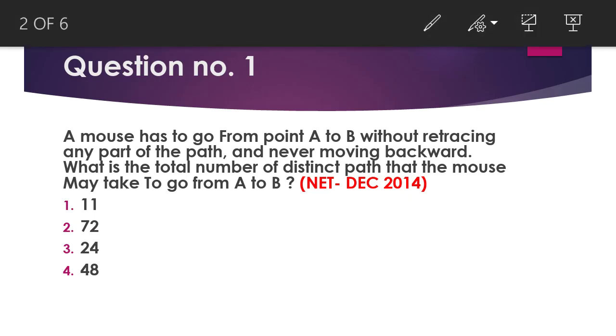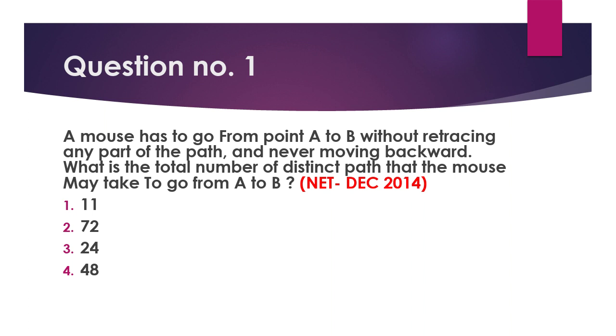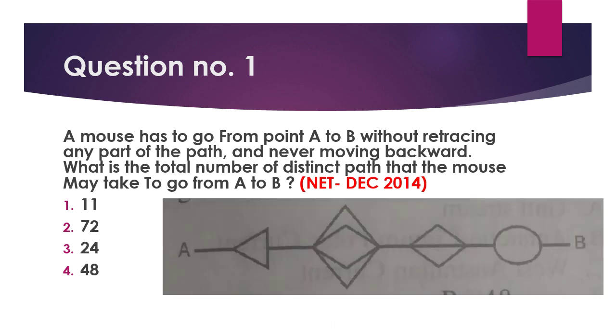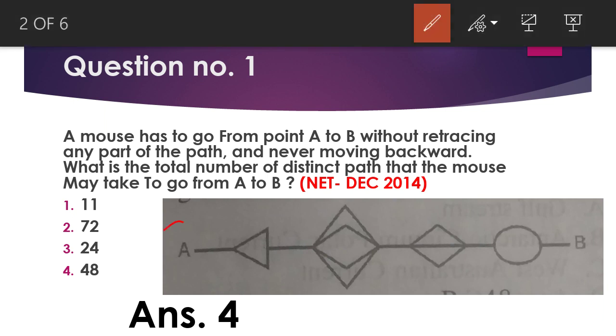Now, first question. A mouse has to go from point A to B without retracing any part of the path and never moving backward. What is the total number of distinct paths that the mouse may take to go from A to B? Now, there is a mouse and it has to go from A to B point, and there are a number of ways. So in this condition, if every way is individual, it is not depending on any other way, so we will simply multiply these ways.